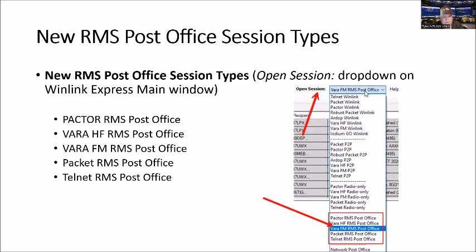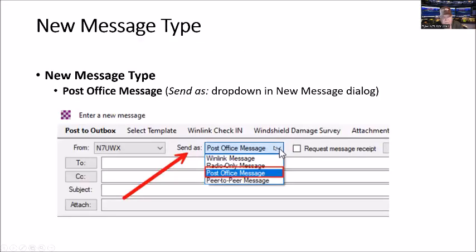So the new RMS post office session types, if you go into Winlink, you can type open sessions and down the bottom, there's Pactor, VARA HF, VARA FM, Packet, and Telnet RMS post office. And the new message type from the drop-down window is called post office message.